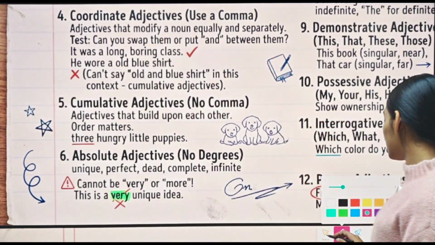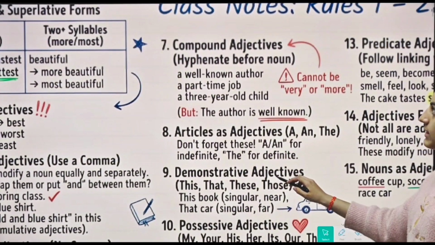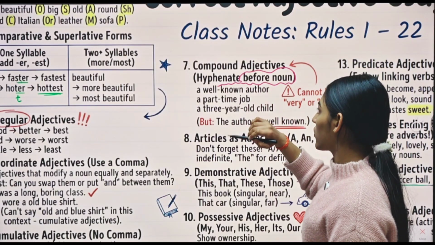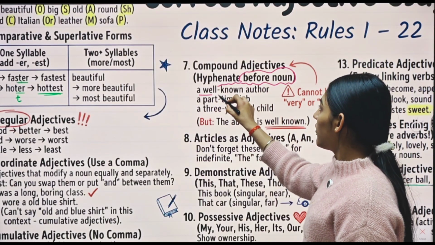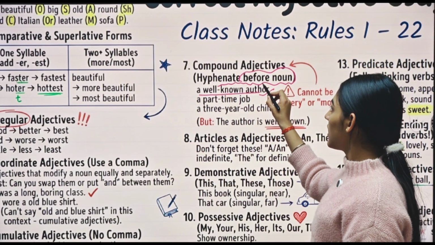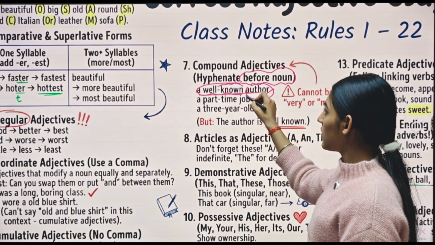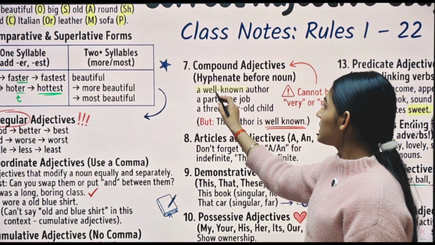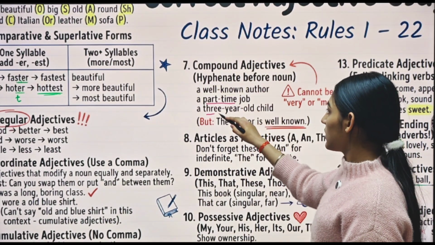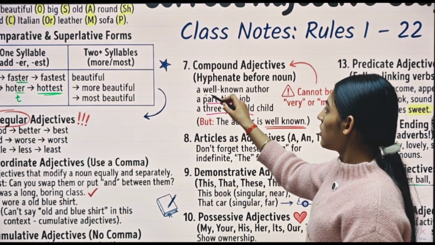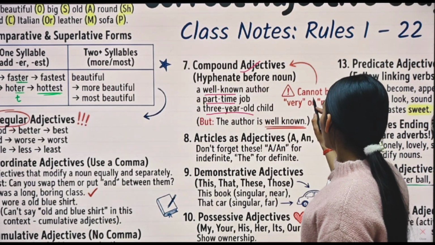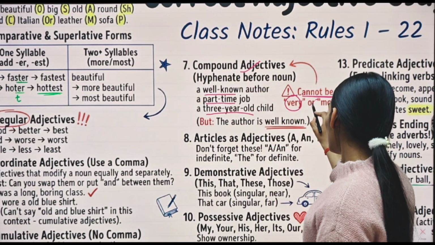Now moving on, we have the seventh rule, which says compound adjectives are hyphenated before a noun. Here we have an example: a well-known author. Here author is a noun and before that we have a hyphenated adjective, well-known. Similarly, a part-time job, a 3-year-old child. All of those which I underlined are adjectives, so we cannot add very or more with them.